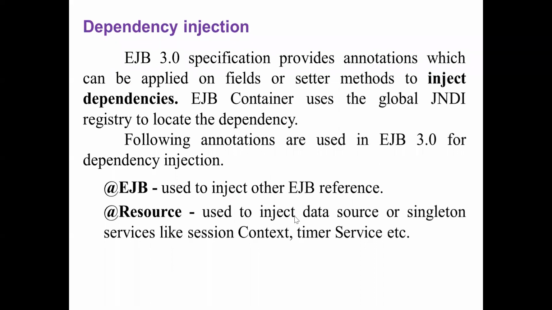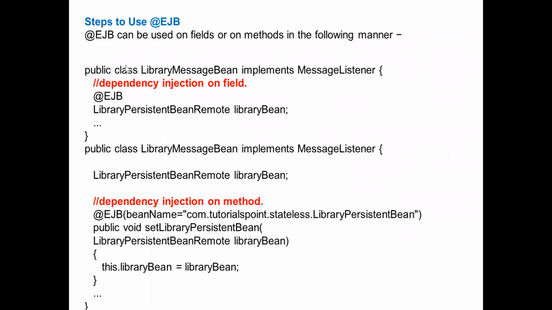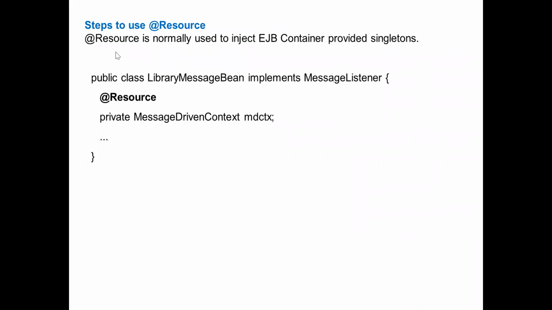It is used to inject the data source, or we can use it as a singleton service like the context timer service, etc. So @Resource is normally used to inject the EJB container and provide the singletons. So how will it be written? You can just write it as an @Resource.